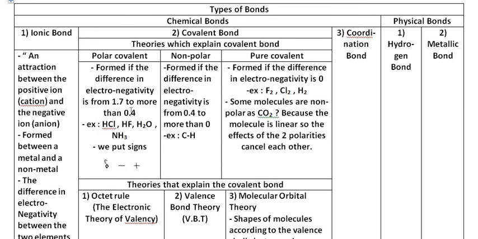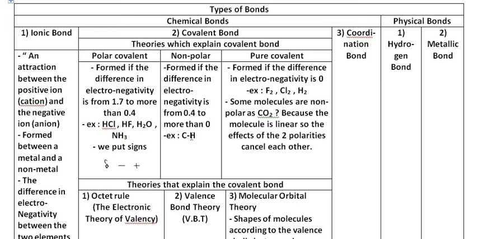If the bonded atoms have a difference in electronegativity between these two numbers, the bond will be polar, and we write partial negative and partial positive. Partial negative goes on the atom which has greater electronegativity, and partial positive on the atom which has lower electronegativity. The covalent bond may be nonpolar. The nonpolar bond is formed between two atoms if the difference in electronegativity between the bonded atoms is from 0.4 and greater than 0.